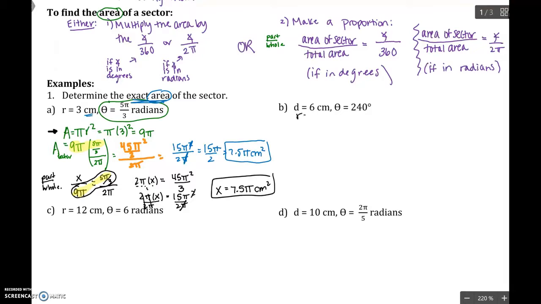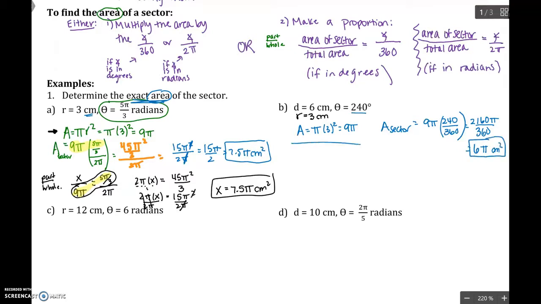Okay. For B, we are given the diameter is 6. That means that the radius is 3. So if you're doing it the first way, you're going to take your area, which is pi r squared, which is 9 pi, and you're going to multiply it by the 240 over 360. Okay, and so you're multiplying across the top. 9 times 240 is 2160. Keep the pi up there, and then divide by 360, which would be 6. So this would be 6 pi.